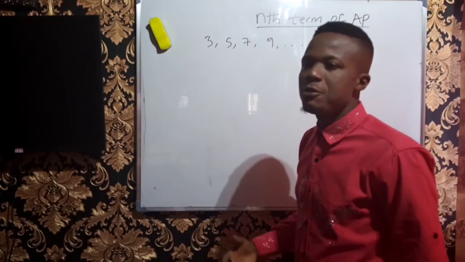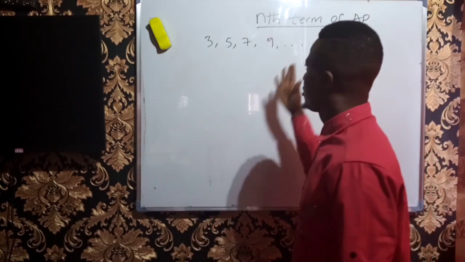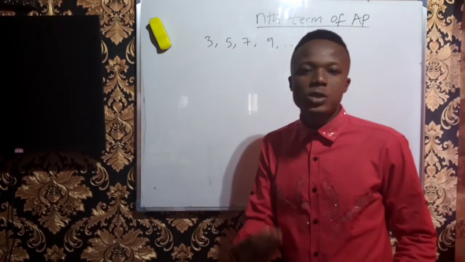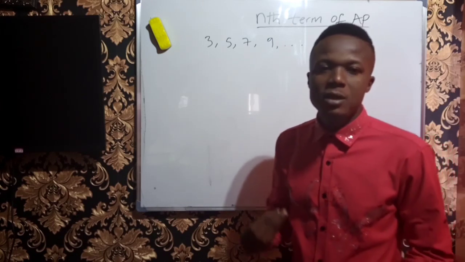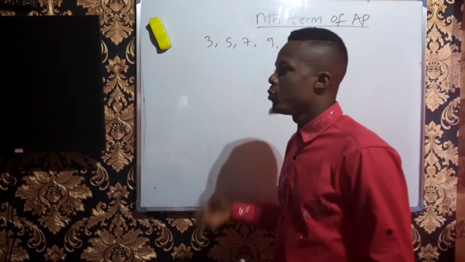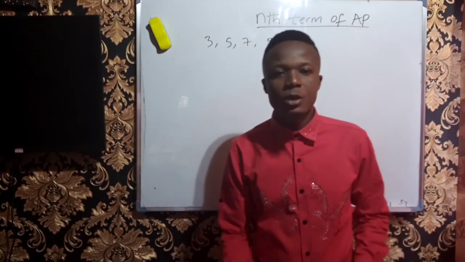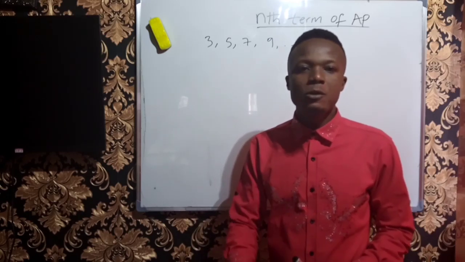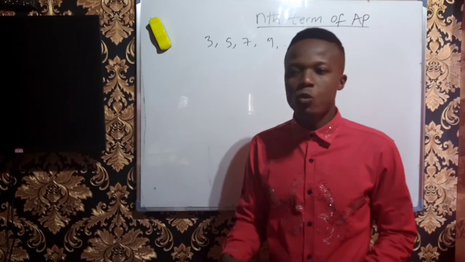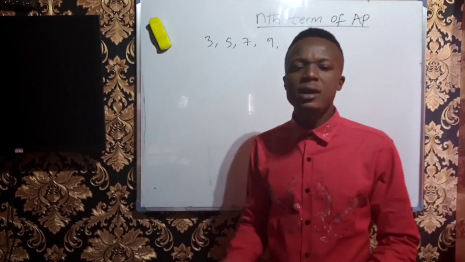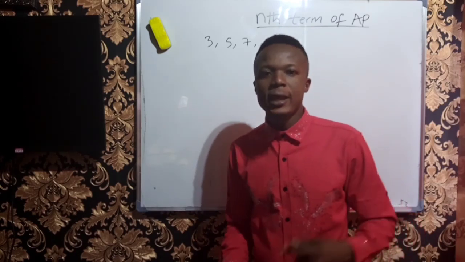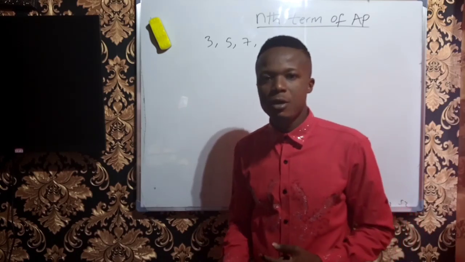So what if you need the 100th term? Are you going to be adding 2 till you get to 100? You see that this will take you a lot of time. Consequent to that, we have what we call the nth term of an arithmetic progression. This nth term will help you to get every other term you want to get. Generally, in an arithmetic progression, there is a formula we use to get the nth term.